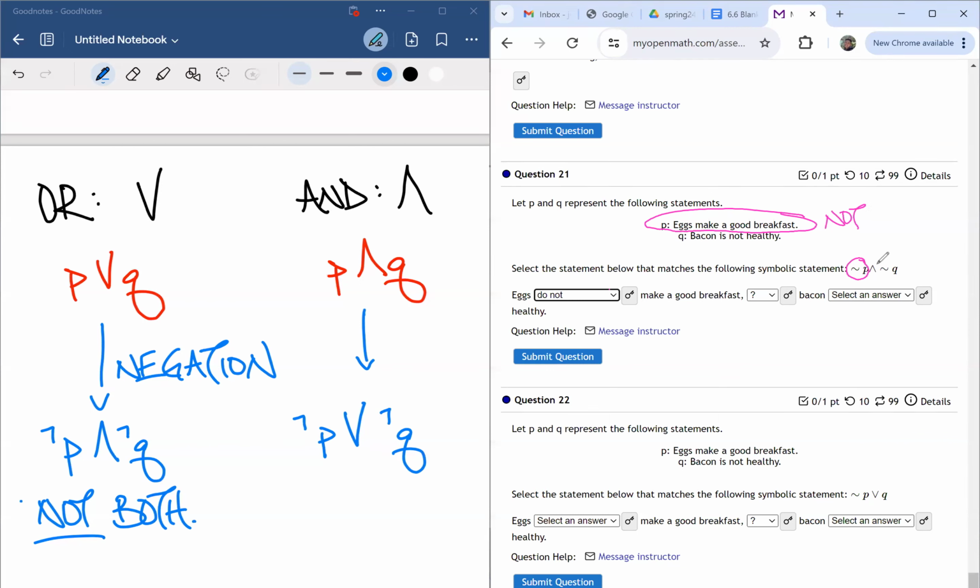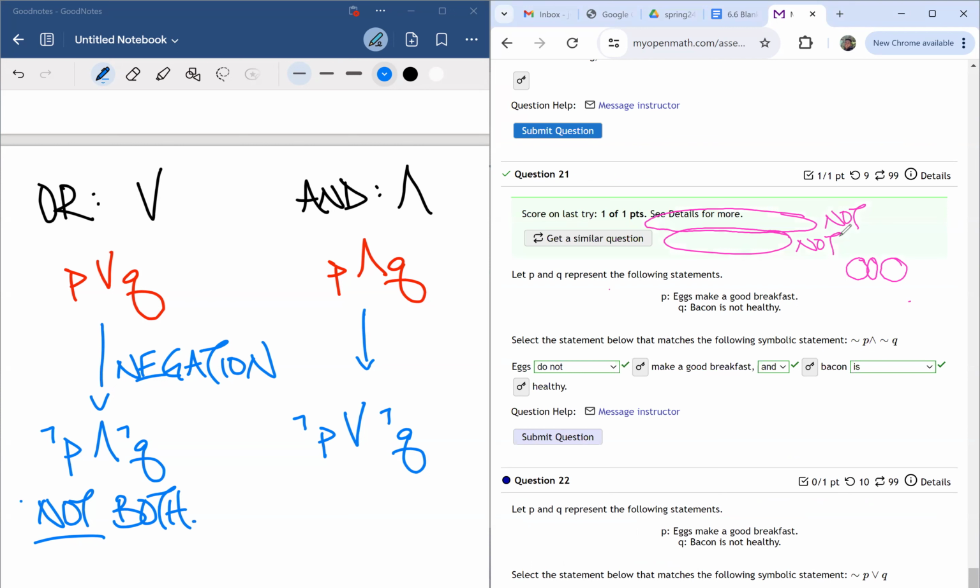Now, what does this upside down V mean? That is our and symbol. So eggs do not make a good breakfast, and, all right, we're almost done with this. Squiggly Q means bacon is not healthy, but we want to negate it. So if someone says bacon is not healthy, but you're on the keto diet, you might be like, no, no, no, bacon is healthy, right? That might be your negation of that statement. So bacon is healthy. And let's see what we get. Looks like we got it correct.